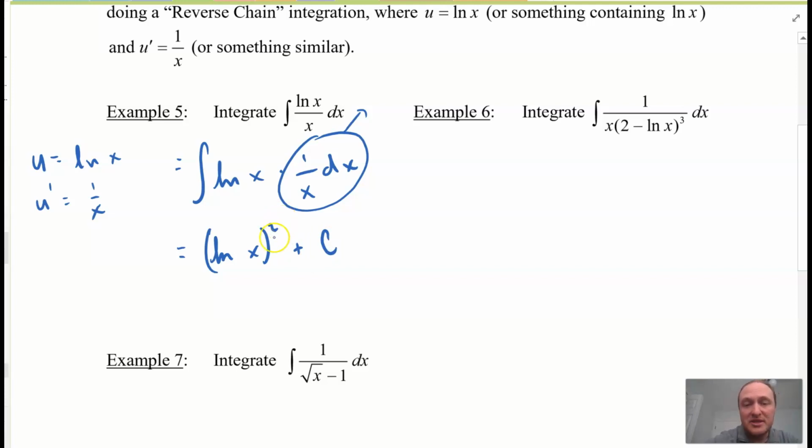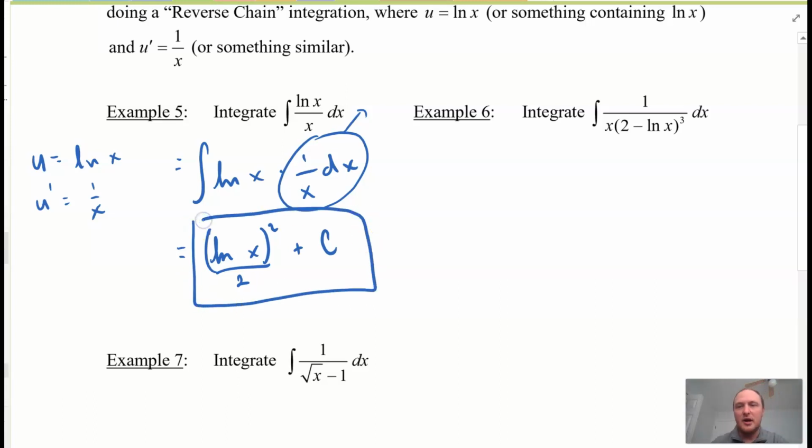Oh, and 2, when we raise the power, right? When I raise the power plus 1, you have to divide by that new power. So here you go. Natural log of x squared divided by 2 plus c. There is your answer. All right.